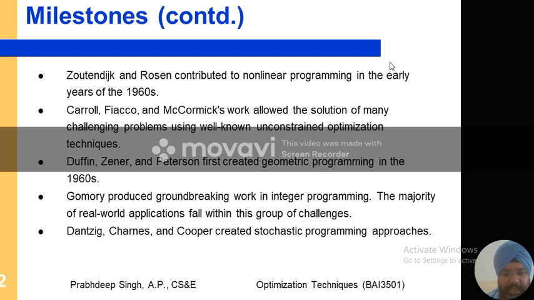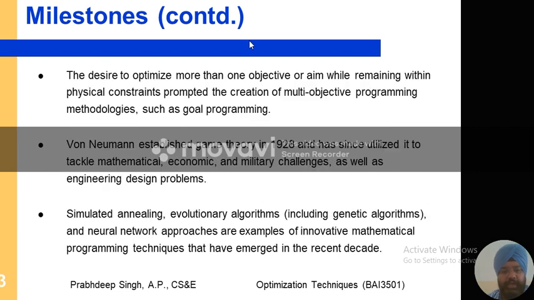Duffin, Zener, and Peterson first created geometric programming in the 1960s. Gomory produced groundbreaking work in integer programming. The majority of real-world applications fall within this group of problems. Dantzig, Charnes, and Cooper created the stochastic programming approach. The desire to optimize more than one objective or aim while remaining within physical constraints prompted the creation of multi-objective programming methodologies such as goal programming.